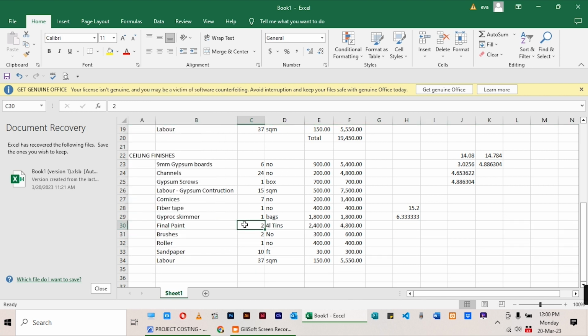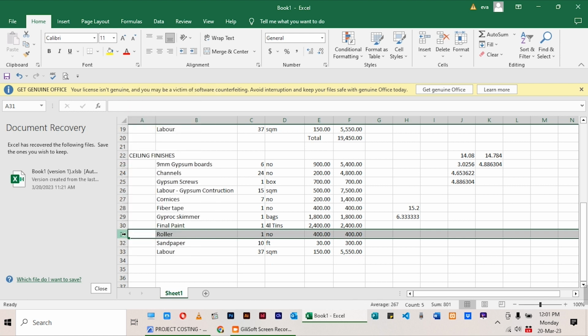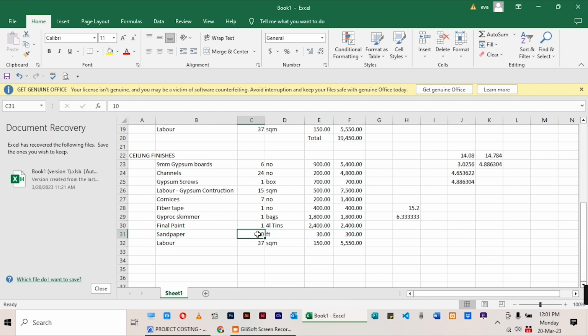Final paint. For ceilings we use matte paint, so we have to buy a different color. So the same at 18 per 4 liters, and we have 14 here, so that means 1 tin will be okay. Brushes we don't need to buy, no point. Roller we still use what we have. Sandpaper can just add like 5 foot, and rubber we have 15 square meters. That will be the cost of rubber for this ceiling.